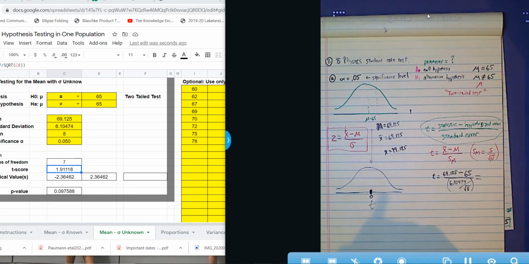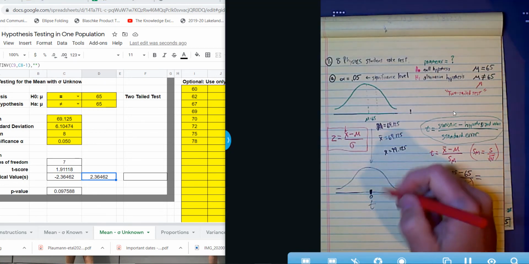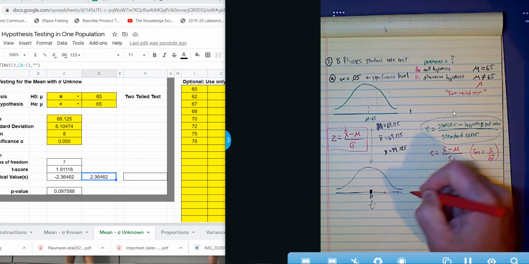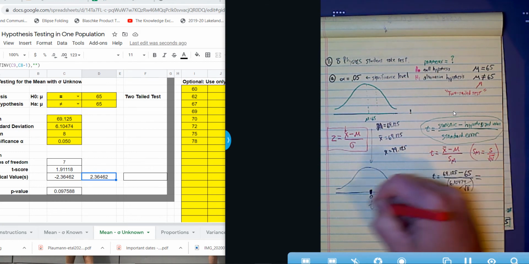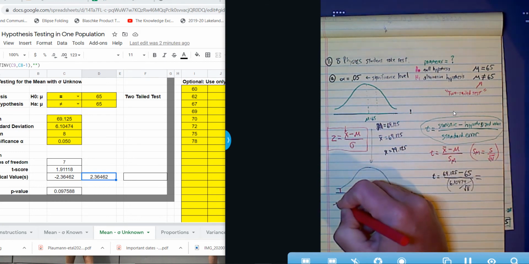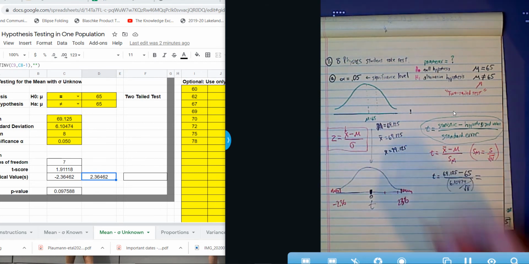It tells me that the critical values, if you look right below where it says critical values, go from negative 2.36 to positive 2.36. So I'm going to put those critical values here. If this is 1, this is 2, this is 3, then somewhere around here is 2.36, and somewhere around here would be negative 2.36. And if my t value ends up being in that region at 2.36 or beyond, then we would reject the null hypothesis.